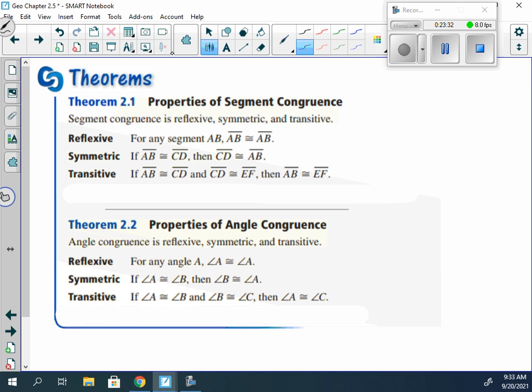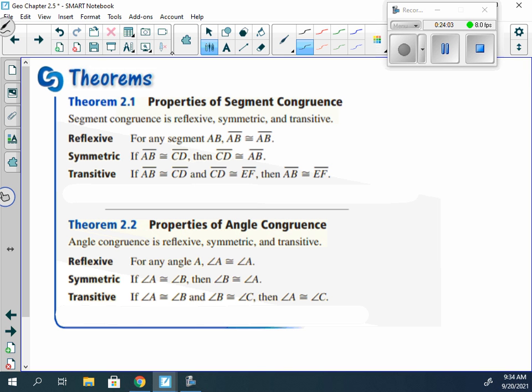How about the reflexive property of angle congruency? For any angle A, A is congruent to A. Well, it's the same thing, isn't it? It's just talking about what? Angles and segments. Symmetric. If line segment AB is congruent to line segment CD, then line segment CD is congruent to line segment AB. They are congruent to each other.